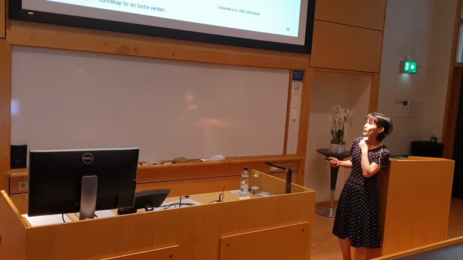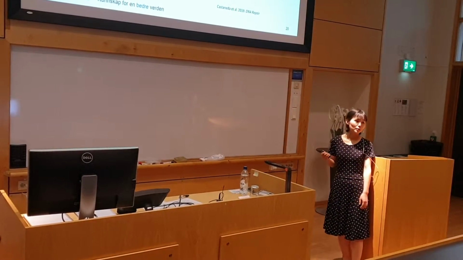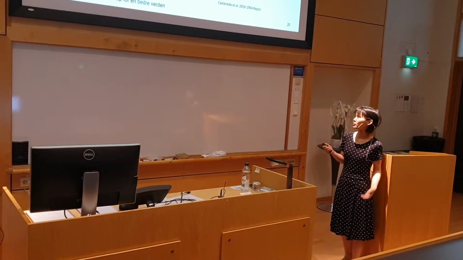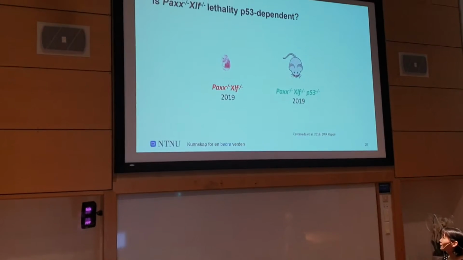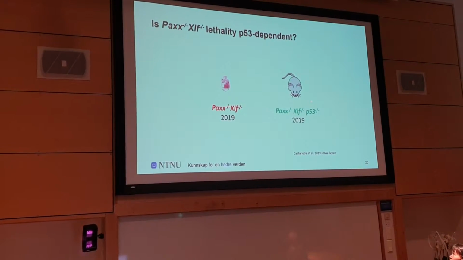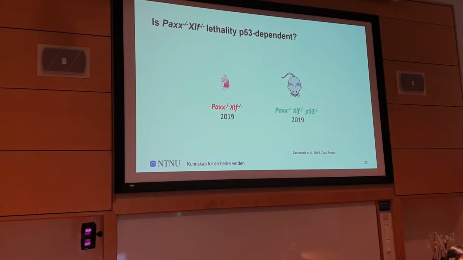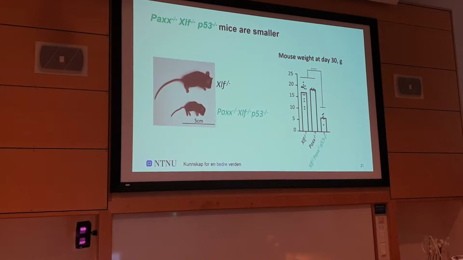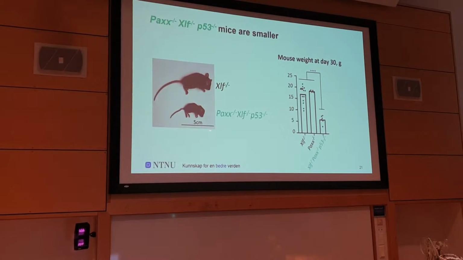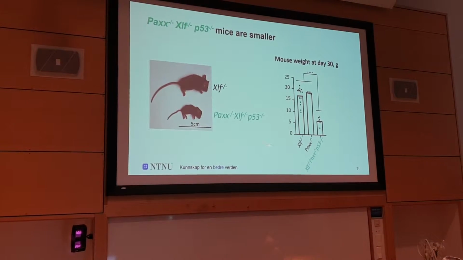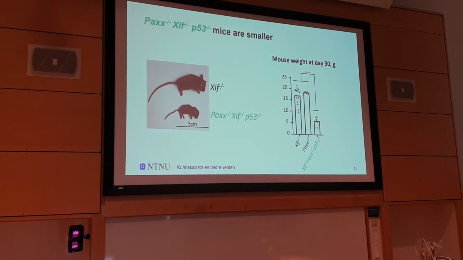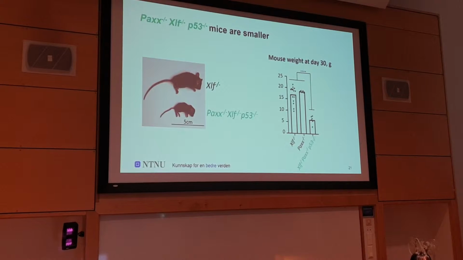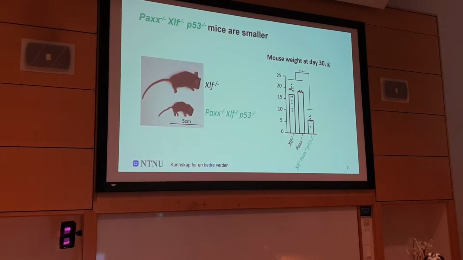So we asked if this lethality of the PARP and XRF double knockout mice is dependent on P53. And we found the answer is yes, because when we inactivate P53, the triple knockout mice are viable. However, the triple knockout mice are significantly smaller than their siblings, and this is a quantification of the mouse weight at day 30. And also, we wanted to test if the immune system is affected or not.